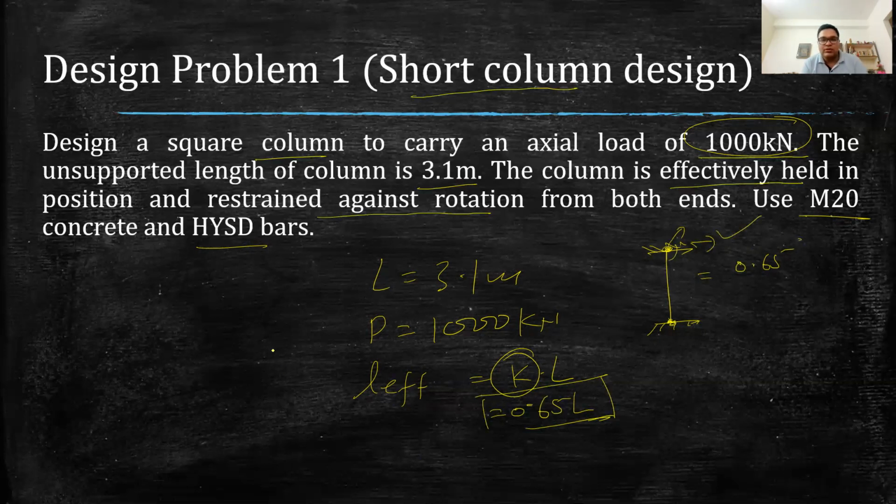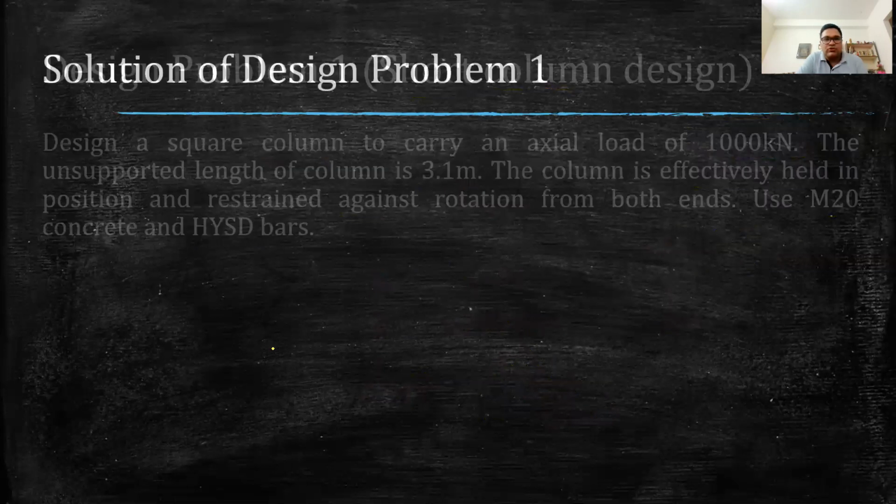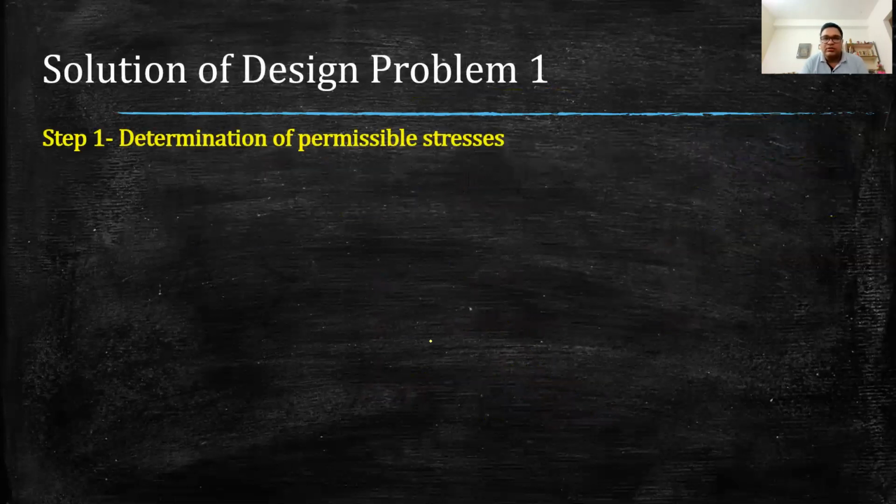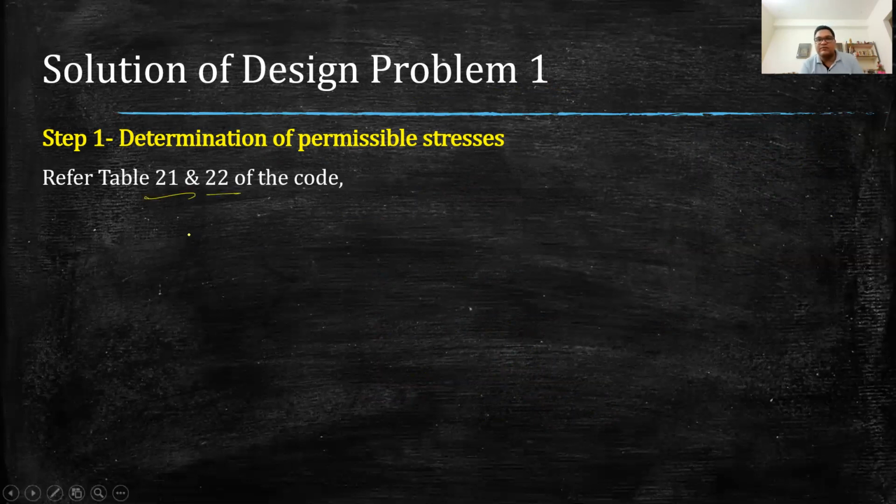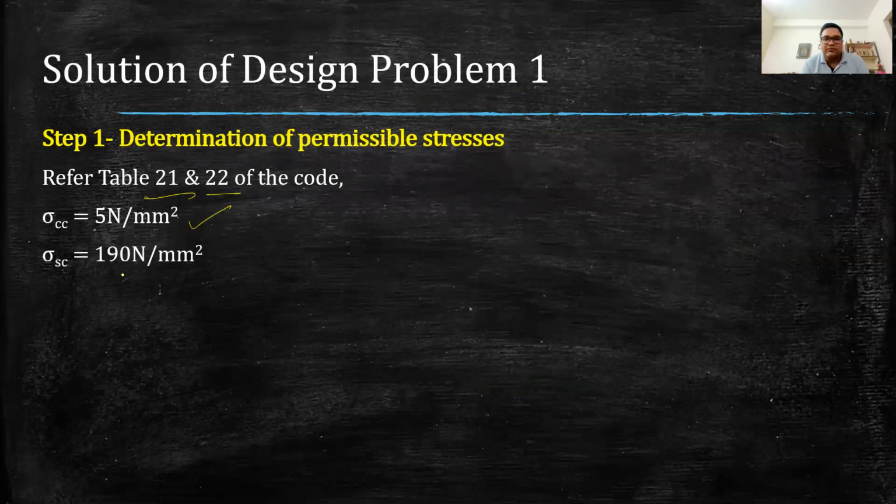So now we will start our problem. The first step is to find out the permissible stresses using the IS code table. Here we will be referring to table 21 and 22. I have shown you these two tables in the previous part, so you can refer to these tables to find out the value of sigma CC and sigma SC. Sigma CC for M20 grade of concrete will be 5 Newton per mm square, and sigma SC for HYSD bar will be 190 Newton per mm square.